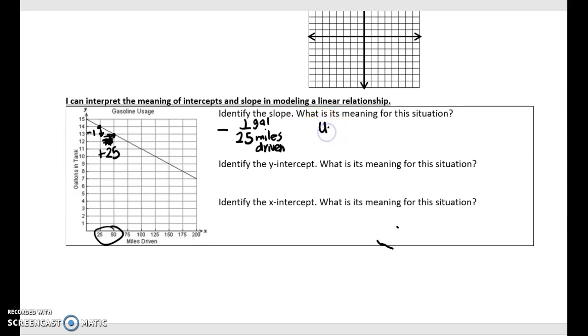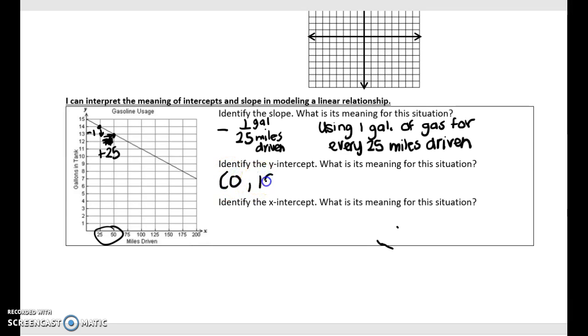So using 1 gallon of gas for every 25 miles driven. You want to interpret the numbers you have in the problem. So the y-intercept here is 0, 15.